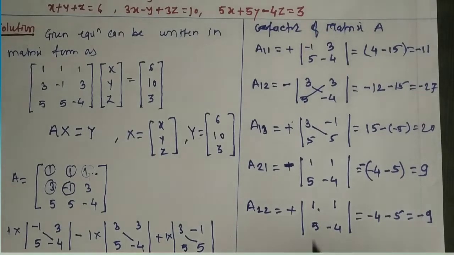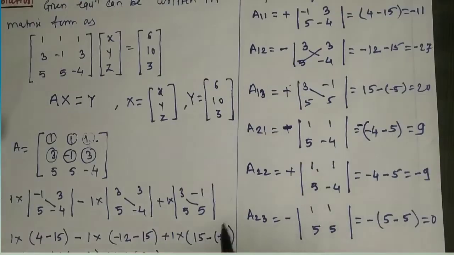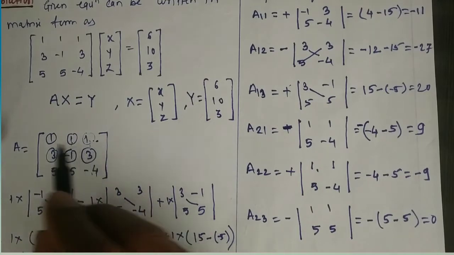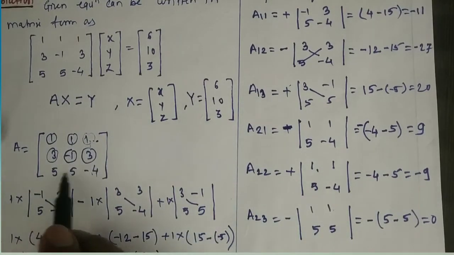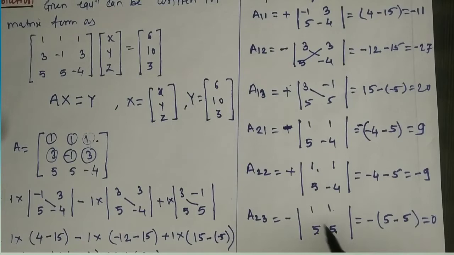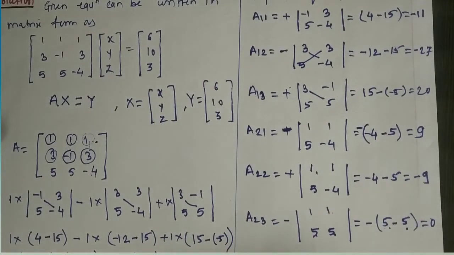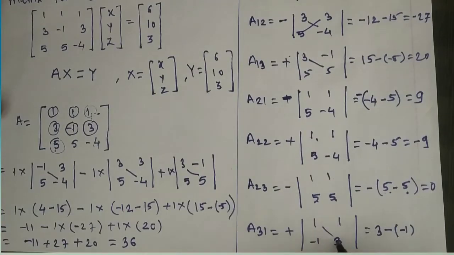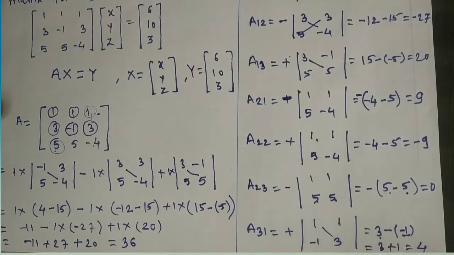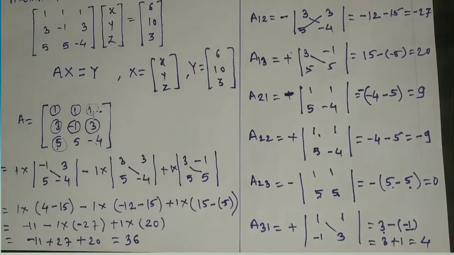Right? Now we will calculate what is A23. A23 means I have to write minus sign. A23 means this. So eliminate this and this. 1, 1, 5, 5. So 1 into 5 is 5. Minus 5 into 1 is 5. So 5 minus 5 gives you 0. Now we will calculate what is A31. So after minus we have to write plus. 1 into 3 is 3. Minus 1 into minus 1 is minus 1. So what is 3 minus minus? Minus minus becomes plus. So 3 plus 1 is 4.